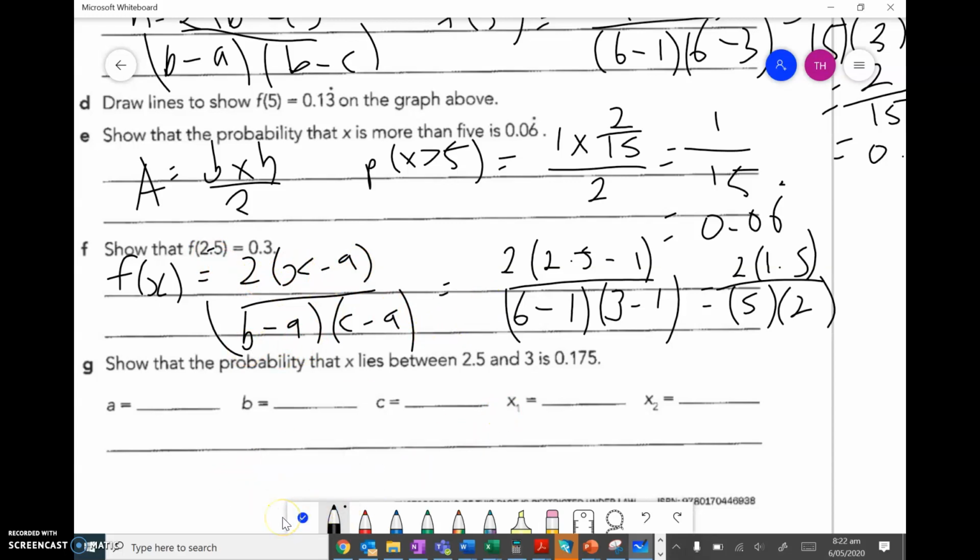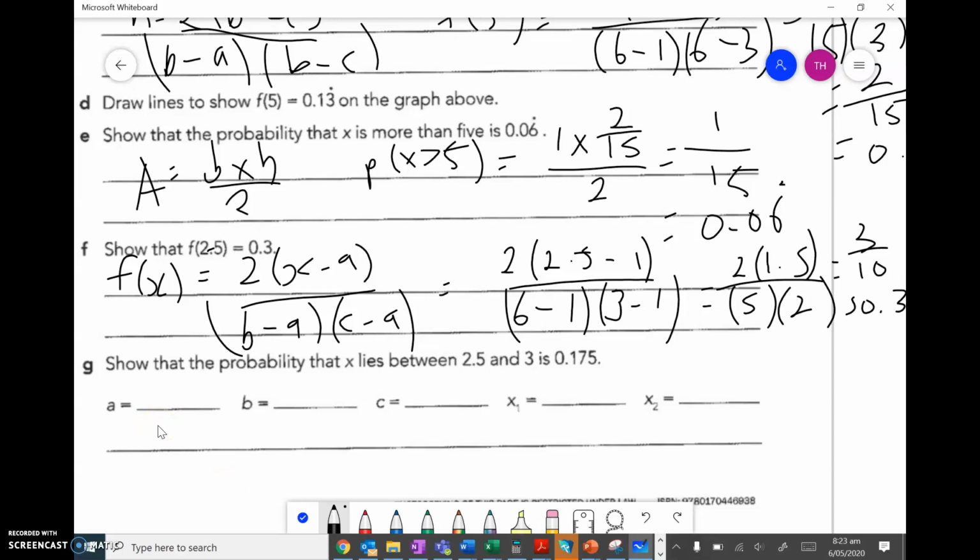Substitute it in and I get 2 times 1.5 over 5 times 2, which equals, I'll do it over here, equals 3 over 10, which hopefully you do know is the same as 0.3. No calculator needed to work that one out.